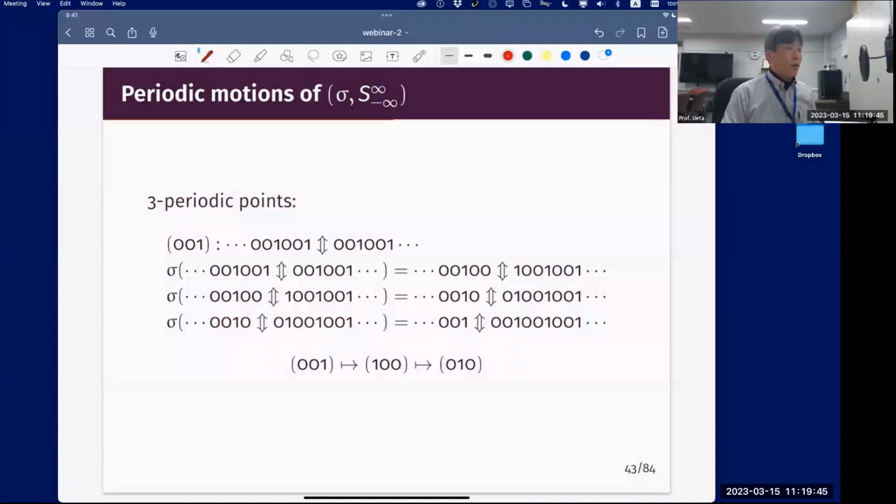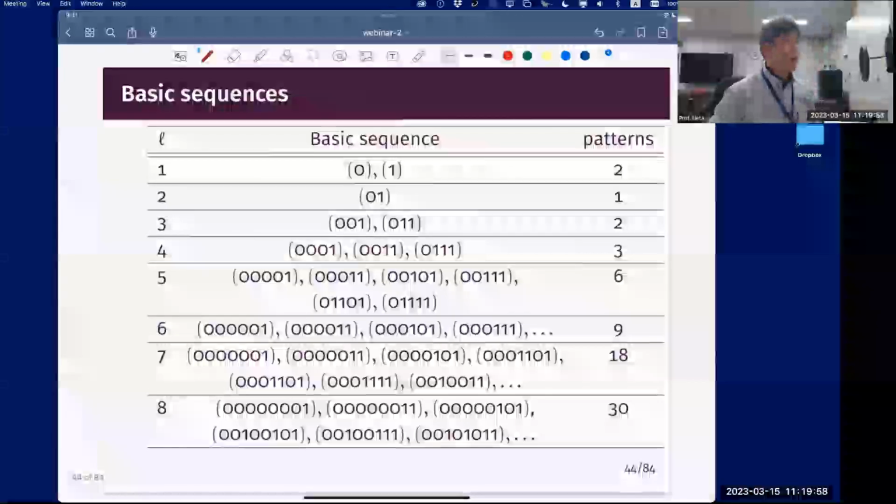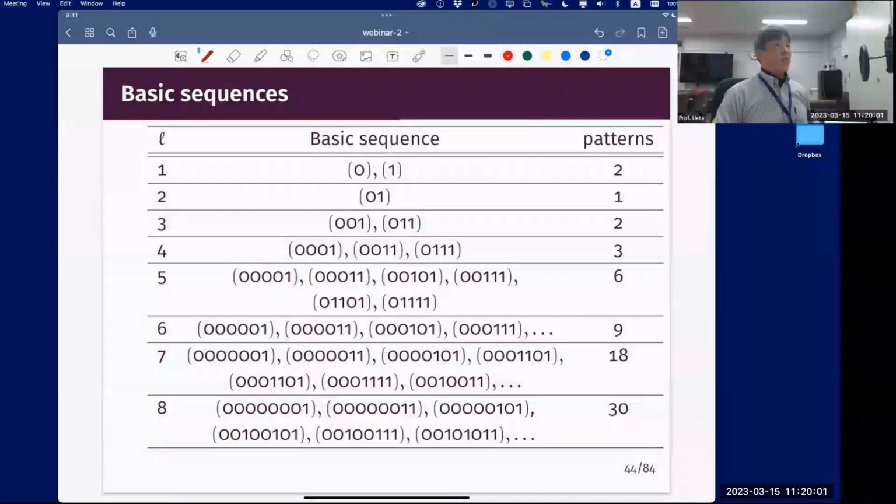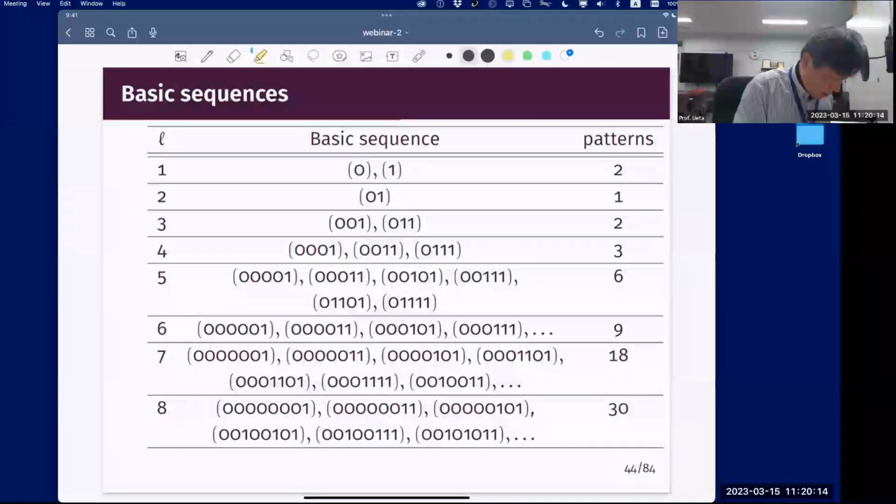Okay, here comes the 3 periodic motion example. So you have this kind of repeat of the basic sequences. Period 3 motion. Okay, gray code can generate periodic patterns like this figure, like this table. These basic sequences repeat on both sides, in backward and forward time, many times, making a periodic motion.